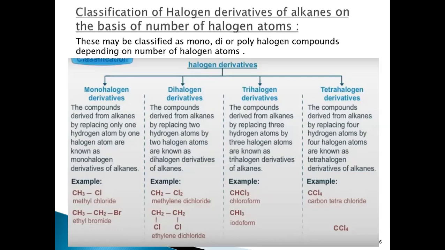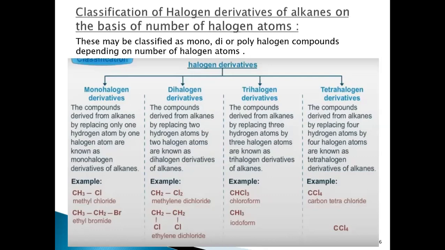Now, come to dihalogen derivative. The compounds derived from alkanes by replacing two hydrogen atoms by two halogen atoms are known as dihalogen derivatives of alkanes. See here CH2Cl2. How many? 2 chlorines replace 2 hydrogens. Therefore, the compound is methylene dichloride. Methylene dichloride means dihalogen derivative. Similarly, in ethylene dichloride, 2 chlorines replace 2 hydrogens. Therefore, the compound is ethylene dichloride.